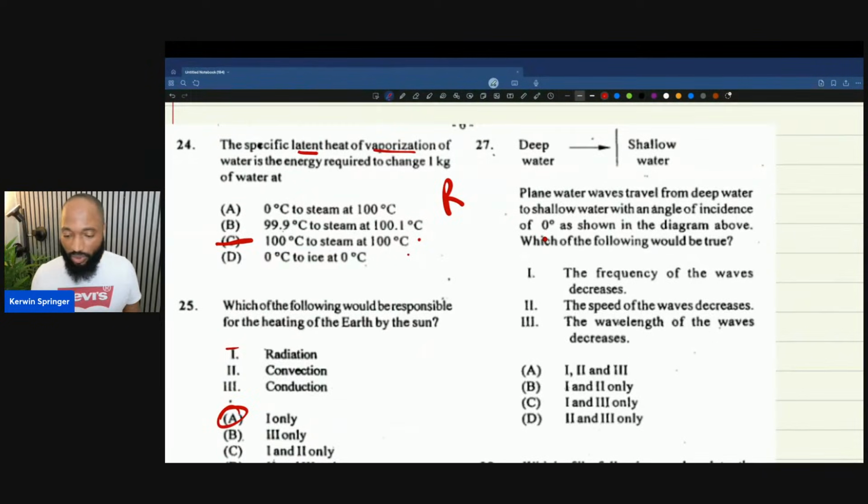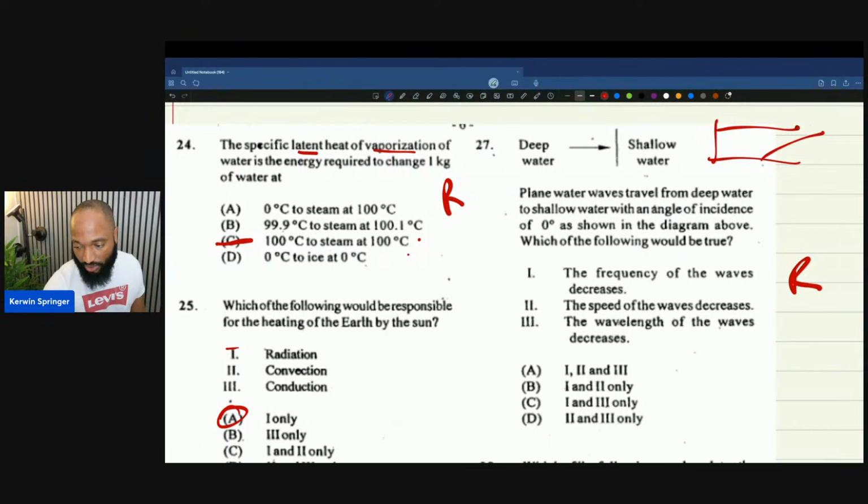So deep water, shallow water. This is a highly repeated question. The whole idea is that the wave slows down in the shallow water, so the speed of the wave decreases. This is 1 for sure. The frequency: the wave speed equation is V equals F lambda. If the speed is going down, nothing happens to the frequency. The frequency remains the same.